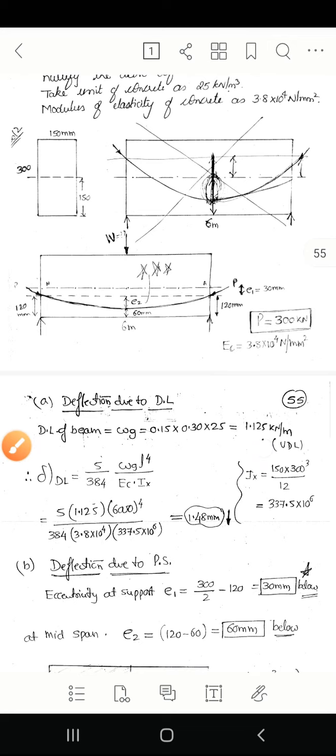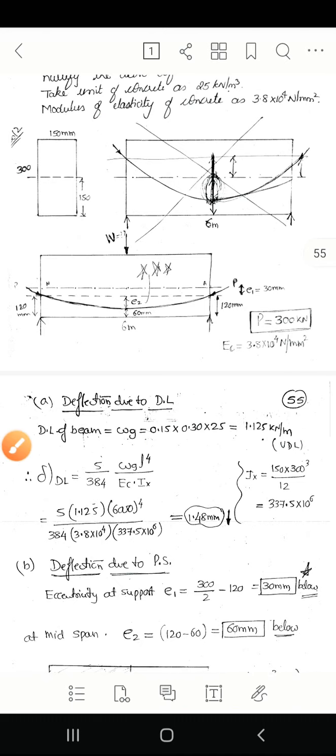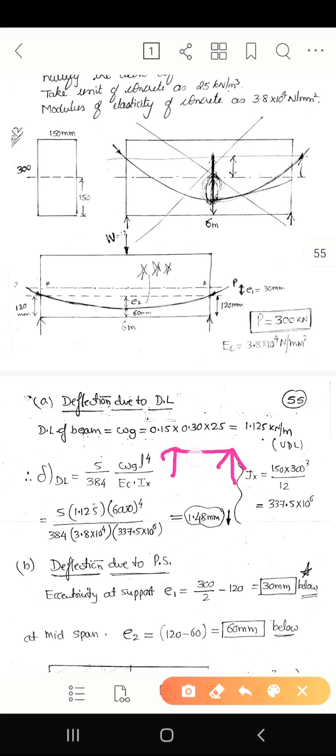Next, deflection due to dead load we need to find out. For that we'll take WG is equal to 0.15 into 0.3, that is the section of the beam 150 by 300, into 25, the density of the concrete. Okay, so 1.125 we got, that is a UDL load. So it's a UDL.